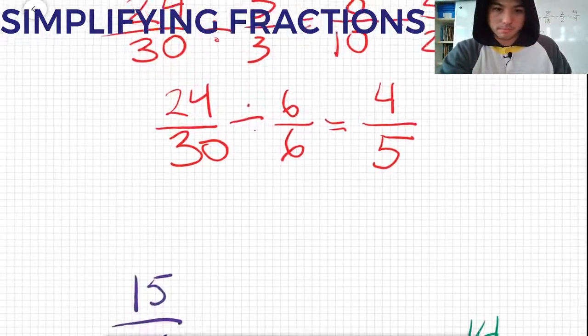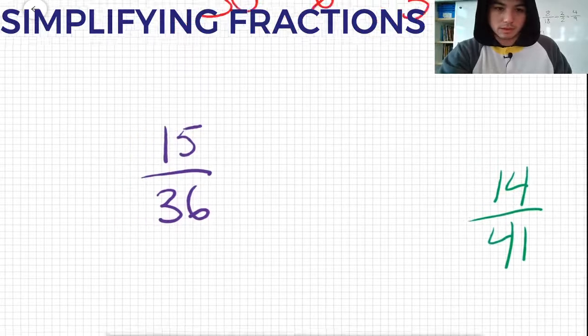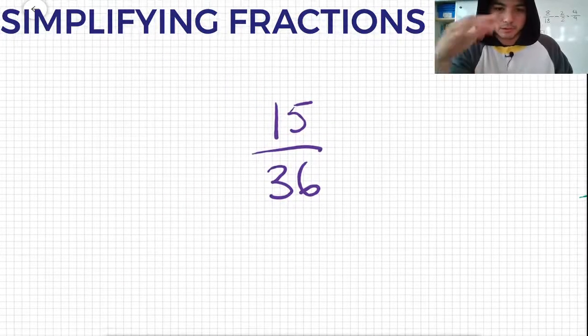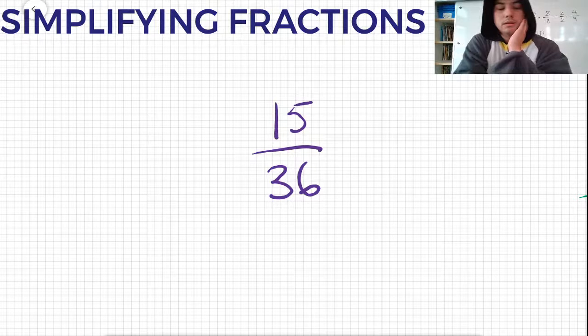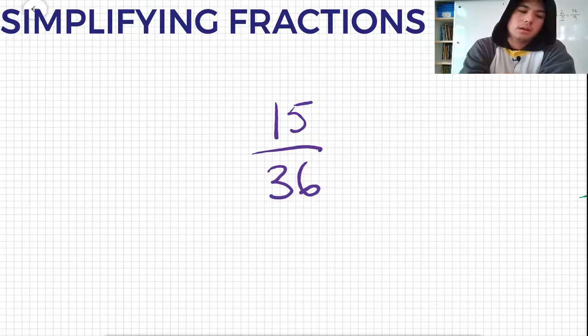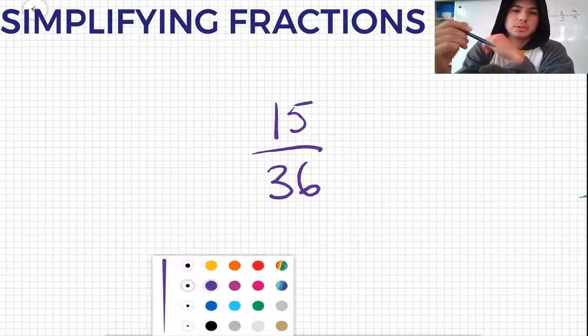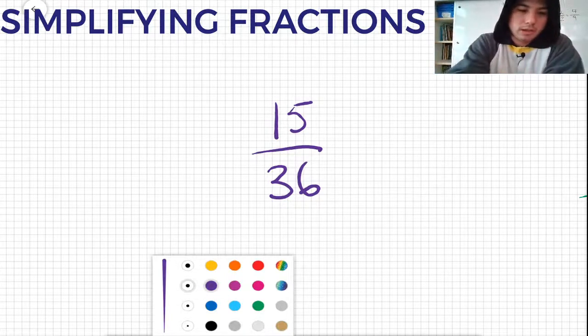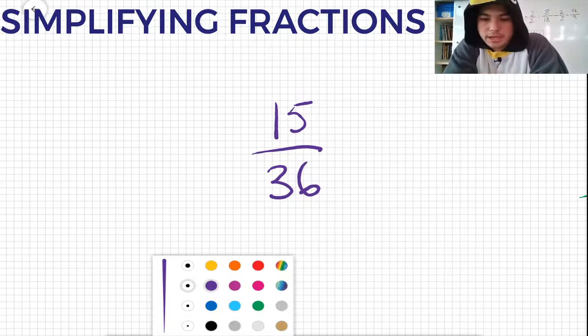Okay. Thank you. Let's try this one. 15/36. Let's think about what multiples, what numbers can go evenly into both 15 and 36.